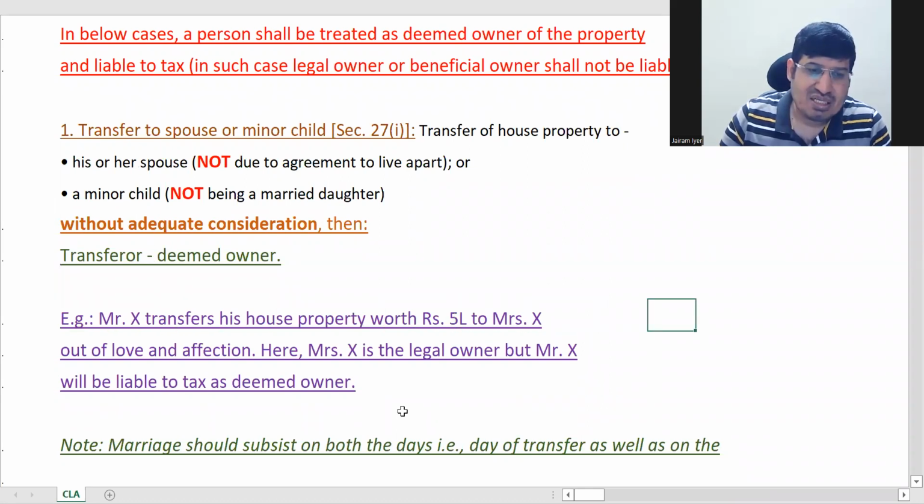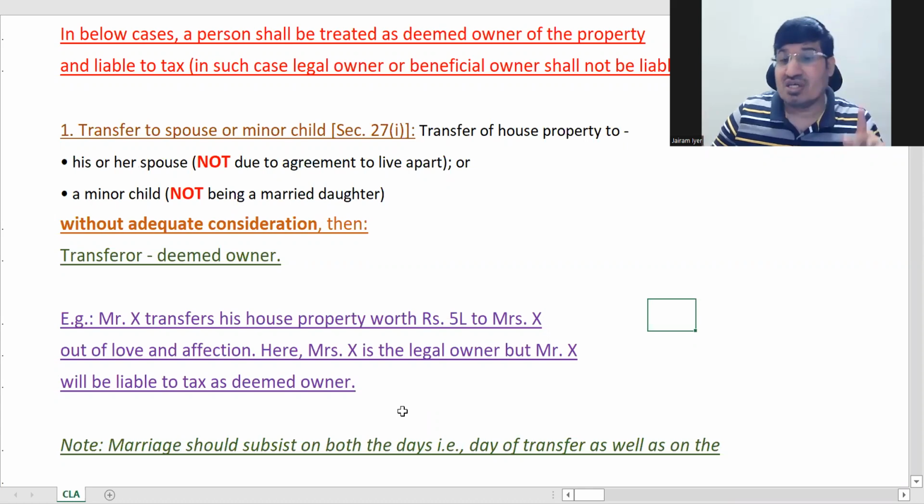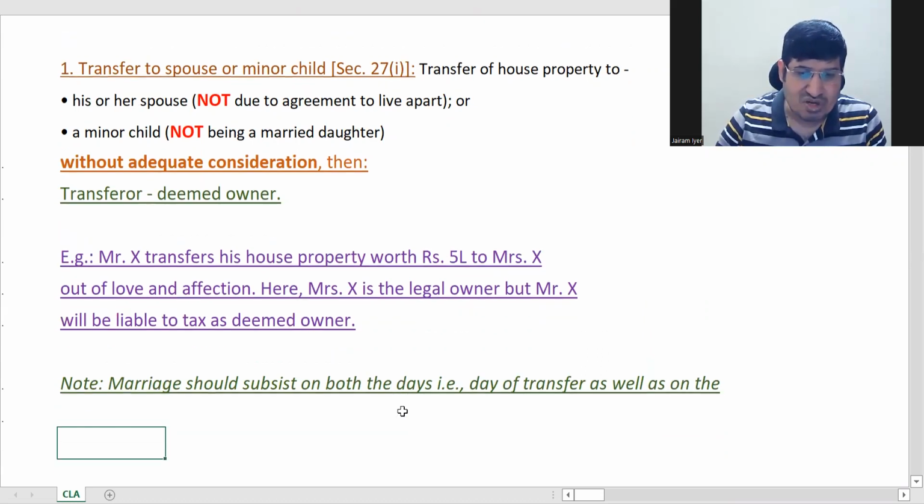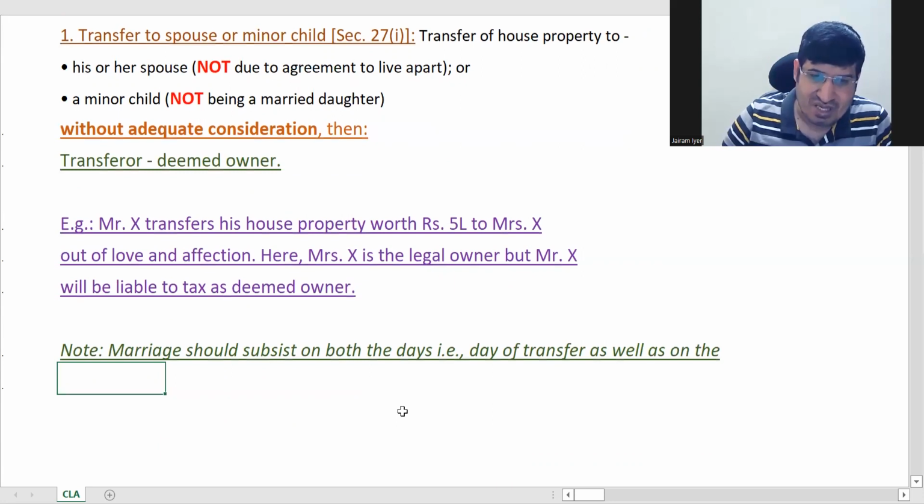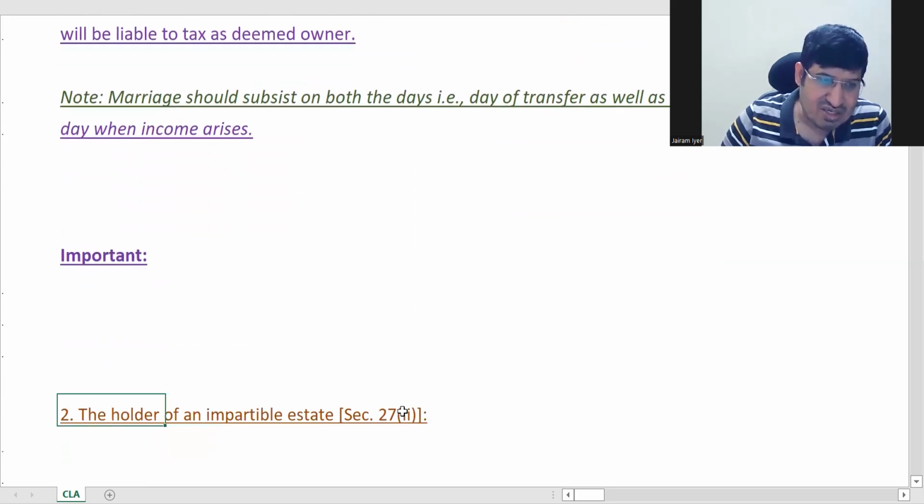One is the date when the person has transferred the house property. Another date will be when some income would have come on the house property, say rent, for example. Correct? These two dates. On both these dates, that husband wife relation should be there. That is important. So marriage should subsist on both days, the day of transfer as well as the day when income arises.